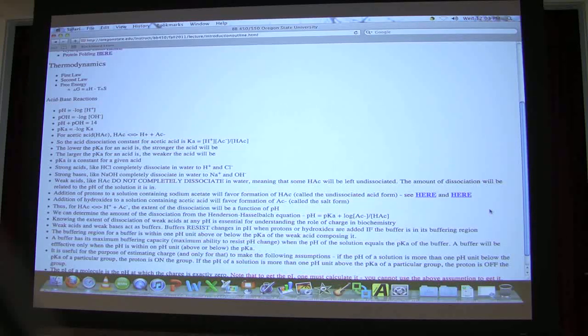Okay. When the proteins get different charges, they adopt different shapes. And so we change the ability of a protein to function as we change the pH of a solution. So what I'm going to do today, oh, don't do that.